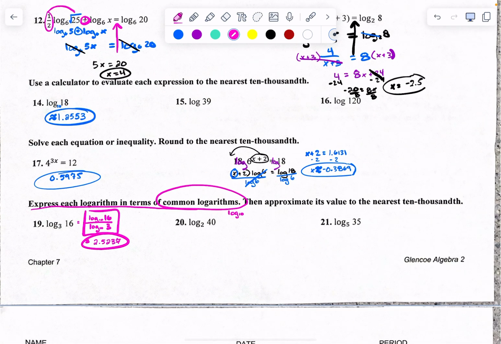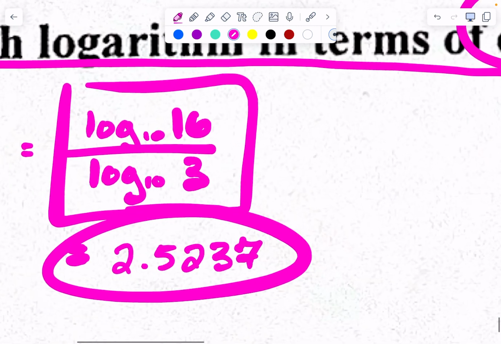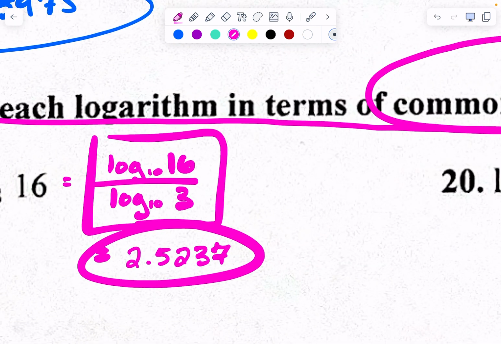Do we need to put a base of 10 on those? No. That's a good question. Jordan just asked, can I write this down but not put the 10s in there? Yes, that's fine, because we assume that it's log 10.